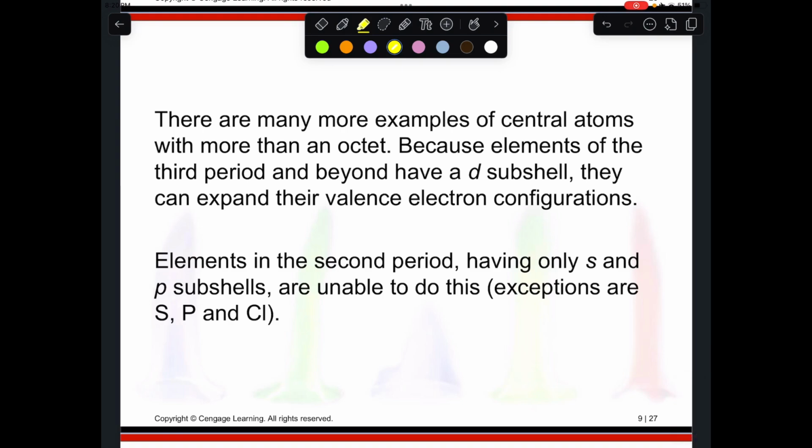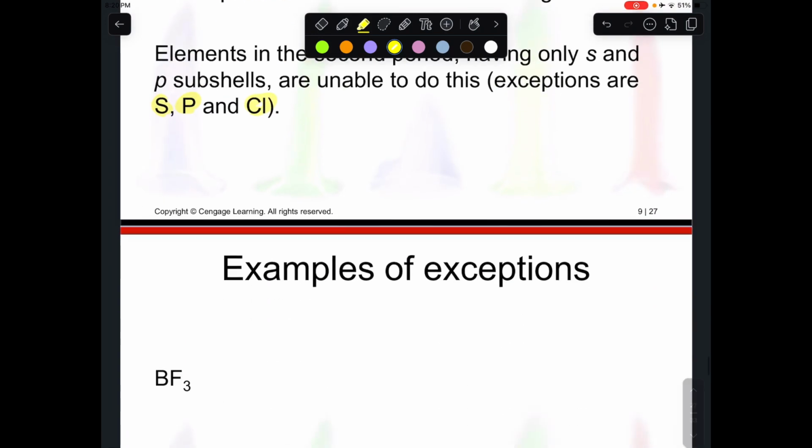Now, again, I kind of just mentioned this, but I wanted to write this down. There are many more examples of central atoms that can deal with more of an octet, because elements of the third period, so the horizontal third period down, and beyond that have a D subshell, right? They start with 3D. They can expand their valence shell electron configurations, which then allow a lot more connections. Now, there are a couple of exceptions that are above the third period, and we discussed them being S, P, and Cl.